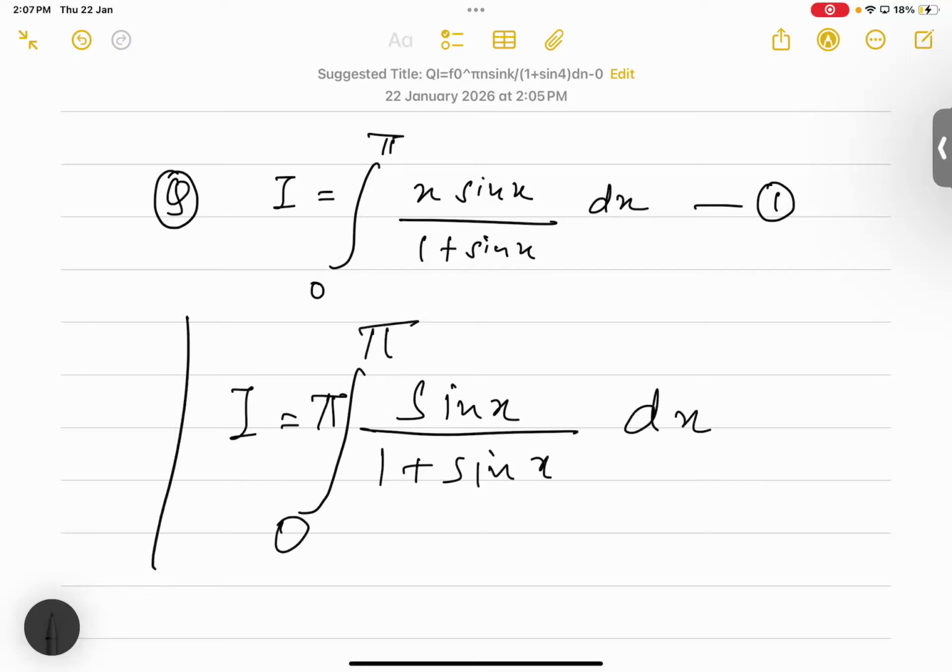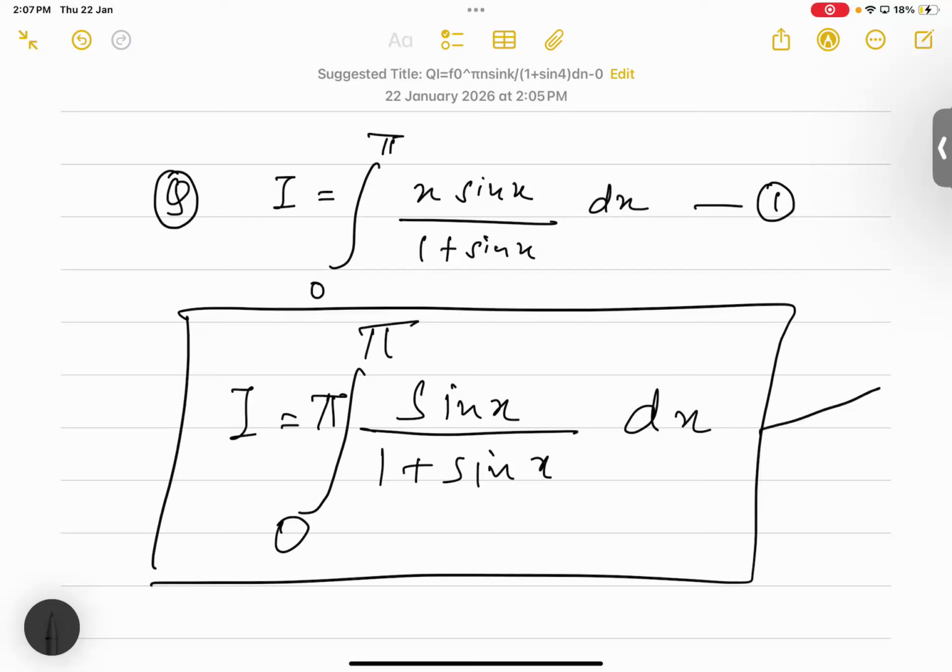After adding 1 and 2, you should get something like this, whatever I have written in the box. After adding 1 and 2, are you getting the same thing? Now what to do? Rationalize. But then are you getting this thing? Pi outside, x will get cancelled. You will take sin x common. So pi minus x plus x.